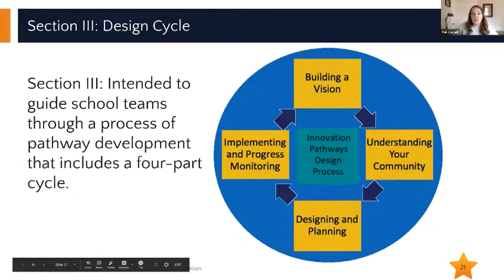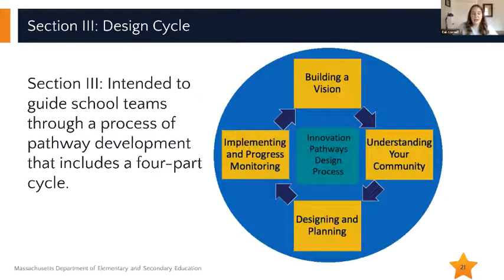In the third section, we have a recommended pathways design process. This process comes from working with CCE and DESE to come up with a 4-part cycle to guide school teams through initial pathways conception all the way through implementation and continuous improvement processes. We've broken this recommended cycle into 4 phases.